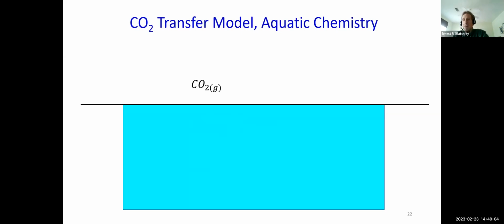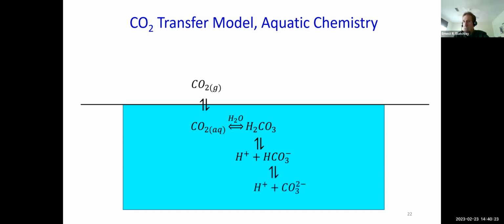So imagine that we have some CO2 that's present in the air above a pool. That CO2 will come to equilibrium, or at least it will dissolve in the water, and it will form aqueous CO2, which will then react with H2O to form carbonic acid. That in turn will dissociate to form bicarbonate, which in turn will dissociate to form the carbonate ion. So we understand this chemistry in detail.